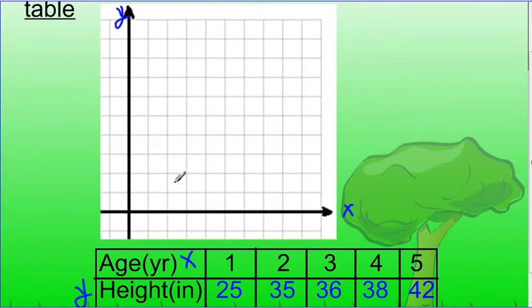And lastly, make sure you use a good scale, because you cannot count by ones here. You're never going to get up to 42 if you go 1, 2, 3, 4, 5. So you need to count by a good scale.